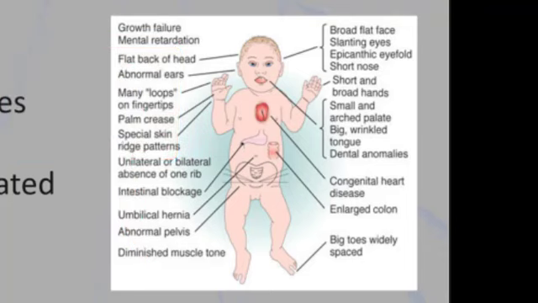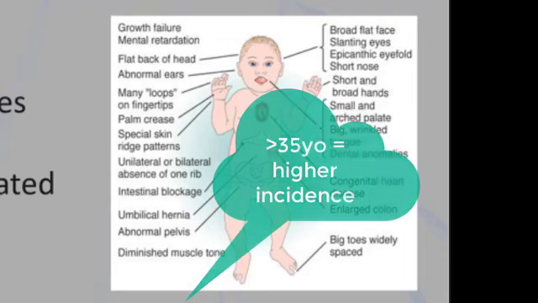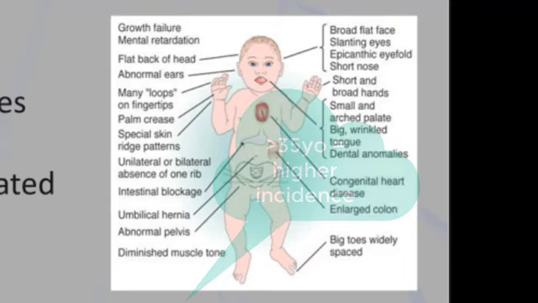Down syndrome is associated with a late maternal age. So women who are over the age of 35 have a much greater chance of having a child with Down syndrome.